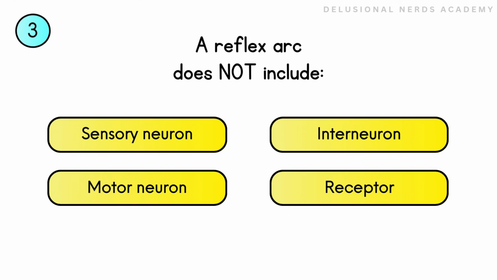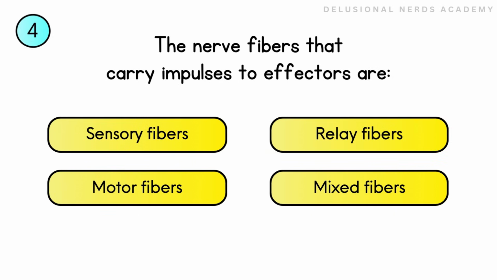A reflex arc does not include... The answer is interneuron. The nerve fibers that carry impulses to effectors are... Motor fibers carry signals from the central nervous system to muscles or glands.